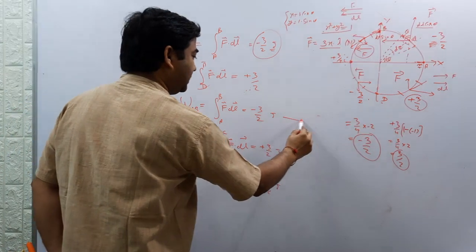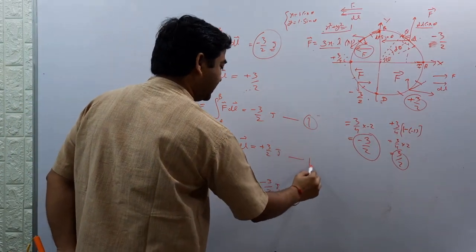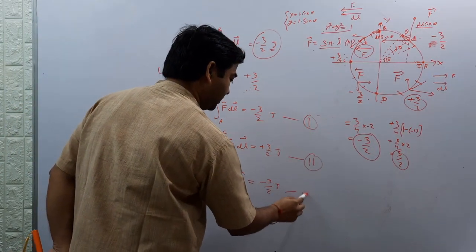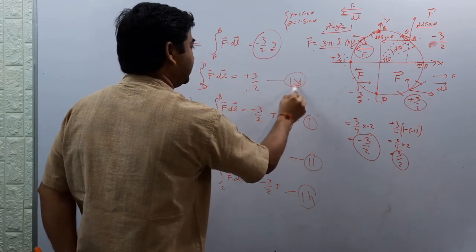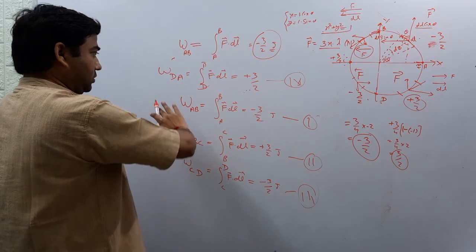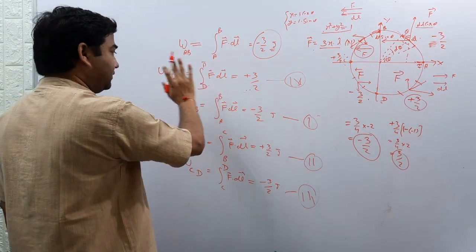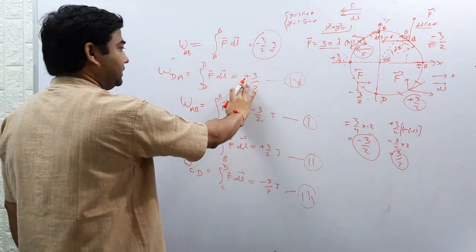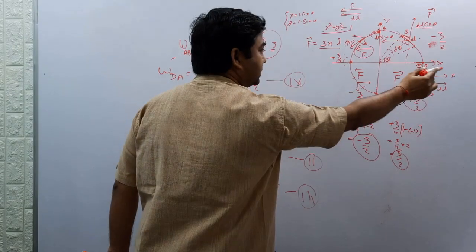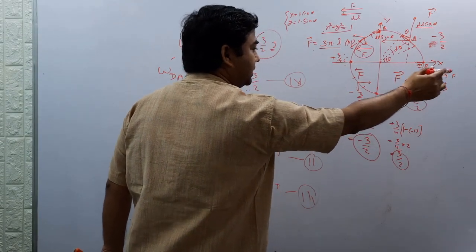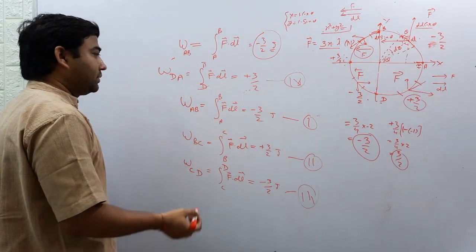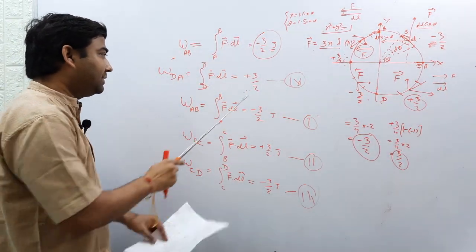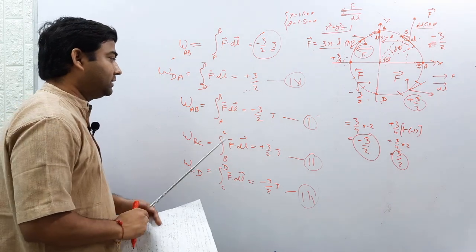So we have the line integration in the first quadrant, second quadrant, third quadrant, and in the fourth quadrant. So here you see the line integration, that is the work done, is positive in the fourth quadrant because the force and the horizontal component of the displacement vector are in the same direction. So that is the sign of the line integration.